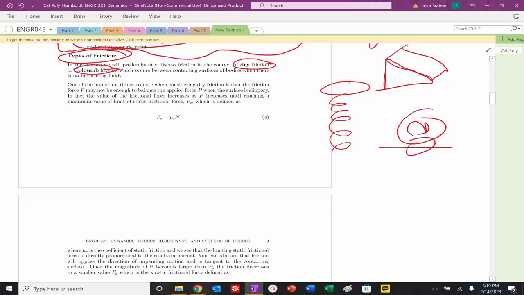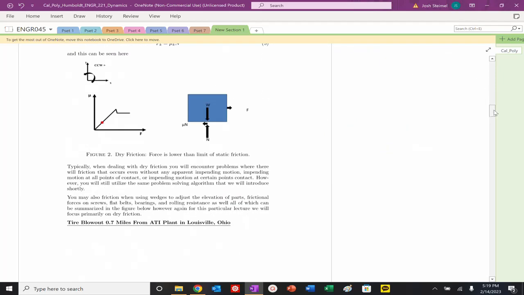So that just occurs between two contacting surfaces when there's no lubricating fluids, i.e. when we don't say it's a smooth surface or it's a lubricated surface. So we have to account for that dry friction. So when or how does this occur? Let's go ahead and take a look at it. And actually we have a handy little diagram here.